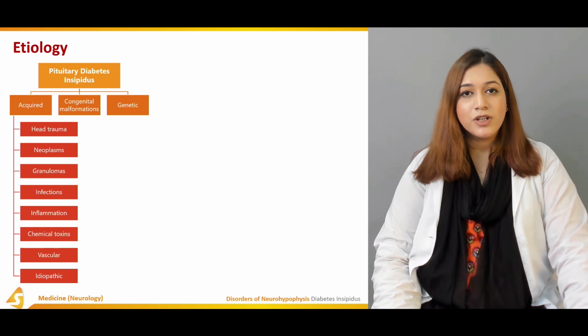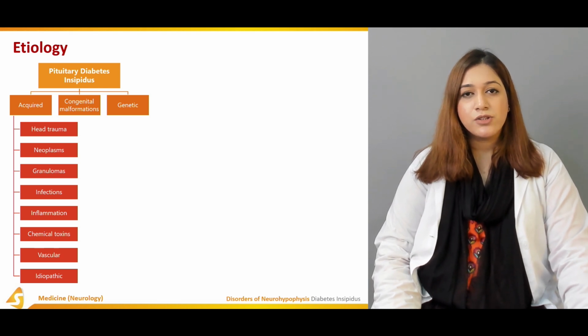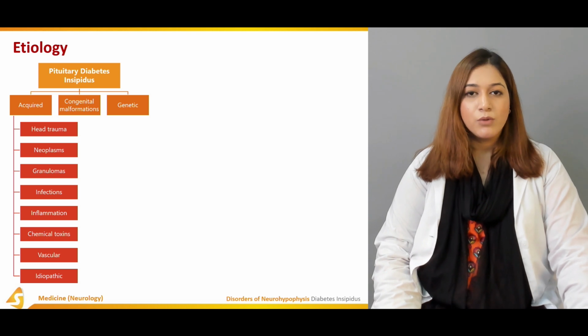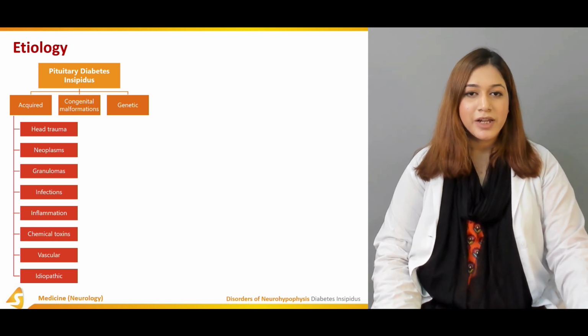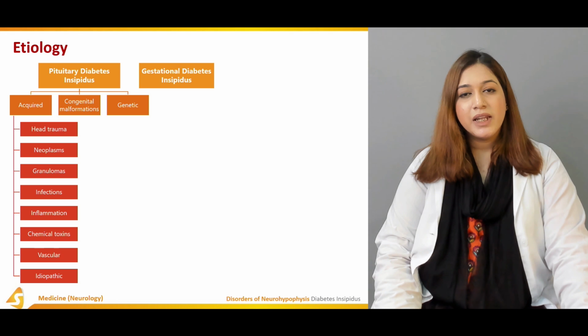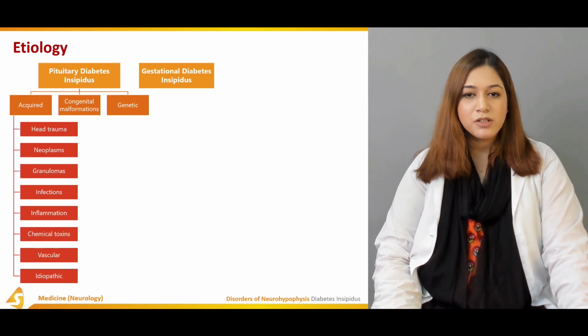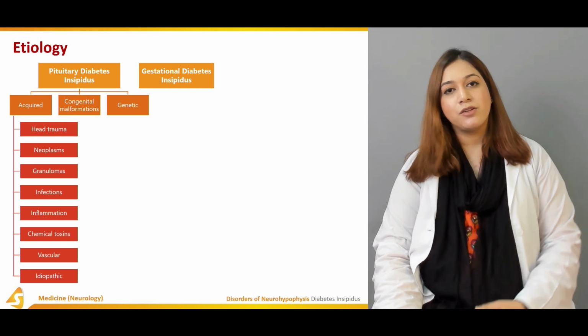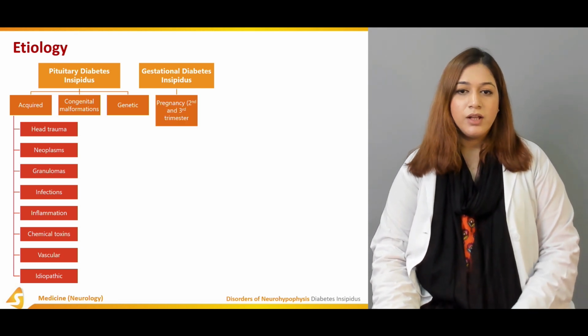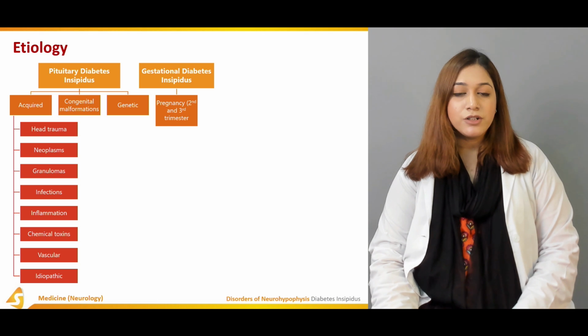There are certain congenital malformations that can also cause pituitary diabetes insipidus, and it also has some genetic causes, which we will discuss in the subsequent slides. Then there is another variant of diabetes insipidus, that is gestational diabetes insipidus. As the name indicates, it is related to pregnancy. It occurs during the 2nd and 3rd trimester.